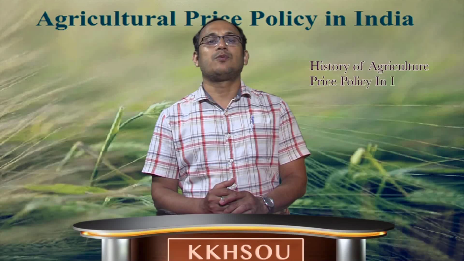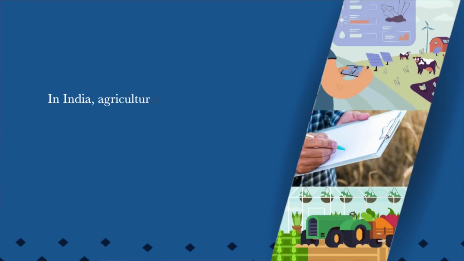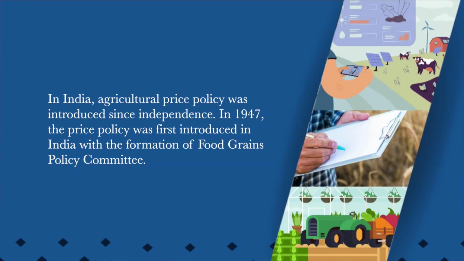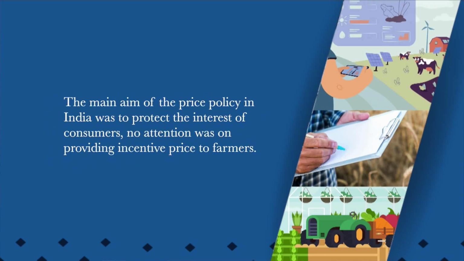Since we are talking about agricultural price policy in India, it is necessary to discuss its history. In India, agricultural price policy was introduced since independence. In 1947, the price policy was first introduced with the formation of the Food Grains Policy Committee. The main aim of the price policy was to protect the interest of the consumers, but no attention was given to providing incentive prices to the farmers.